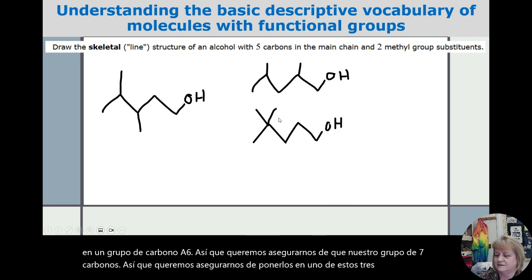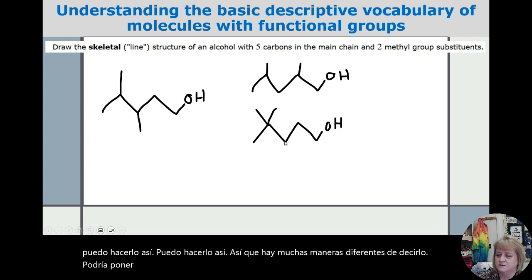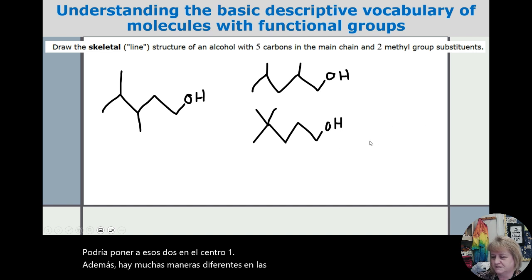But I can do it like this. I can do it like this. So there's a lot of different ways I could put it. I could put those 2 on this center one also. So there's a lot of different ways I could have drawn this. So there's more than one way to draw these.